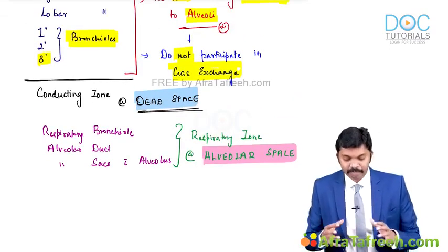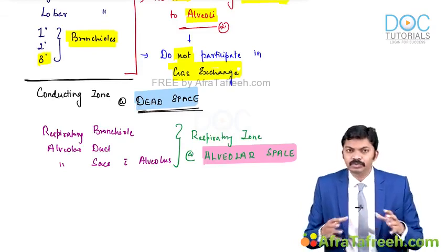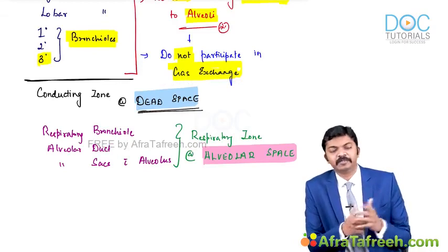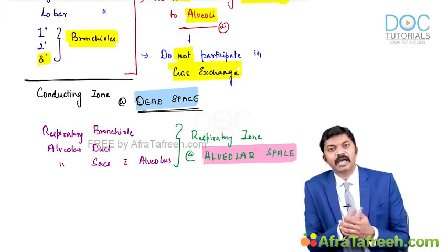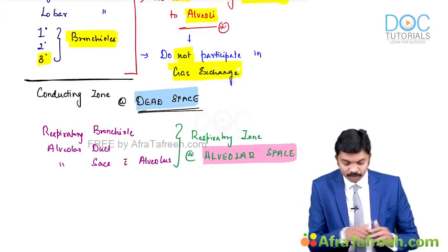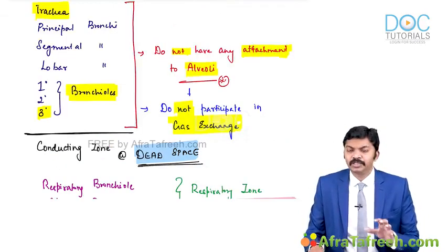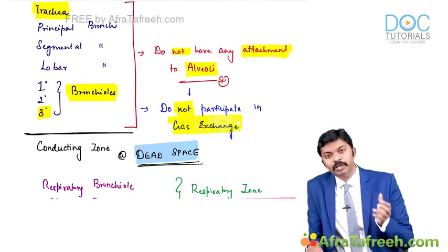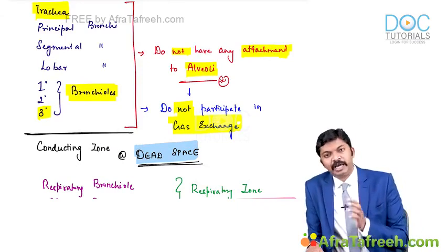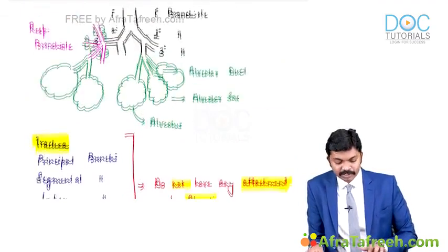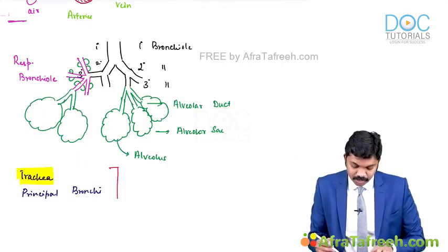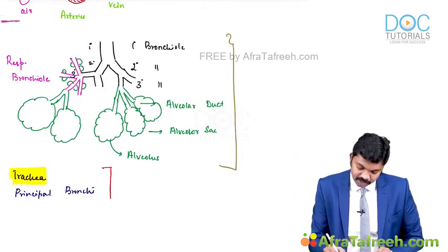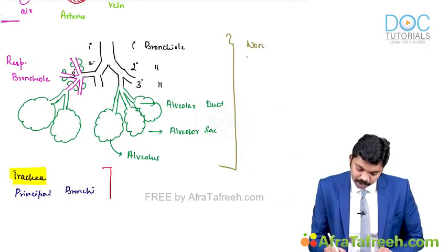So this is how the airways are divided into two broad divisions. One is dead space and the second one is alveolar space. Dead space is also called conducting space, alveolar space is also called respiratory zone. Okay, and needless to say, trachea and bronchi are cartilaginous airways, while bronchioles, primary, secondary, tertiary, as well as respiratory bronchioles, alveolar duct and alveolar sacs, all these structures from primary bronchiole onwards all the way to alveolus, are non-cartilaginous airways.